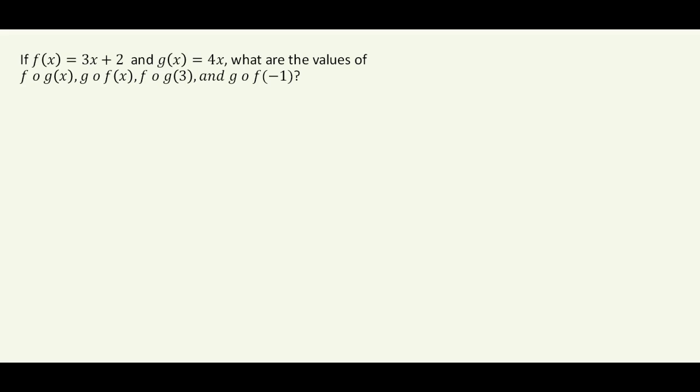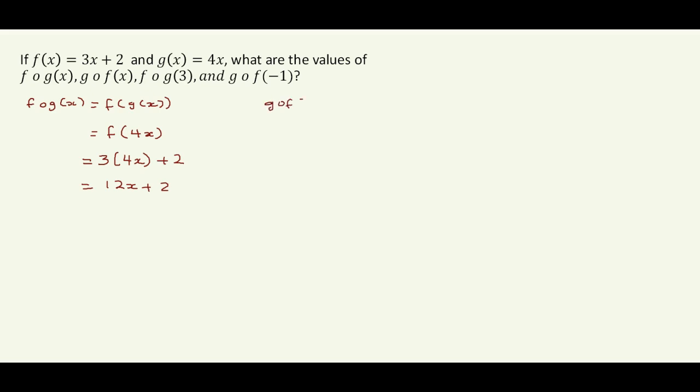So f of x is 3x plus 2, g of x is 4x. What is f o g of x? So f o g of x is going to be f of g of x. So this is going to be f of 4x. Now for f of x, wherever we have x, we're going to replace it with 4x. So this is going to be 12x plus 2.